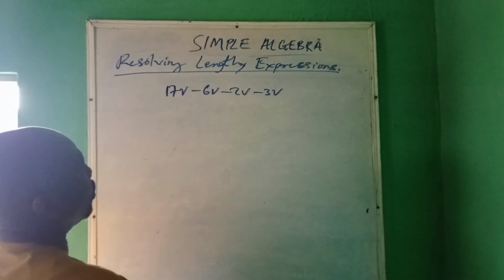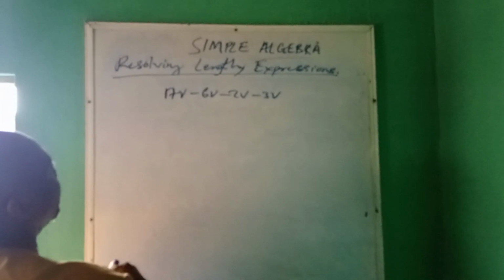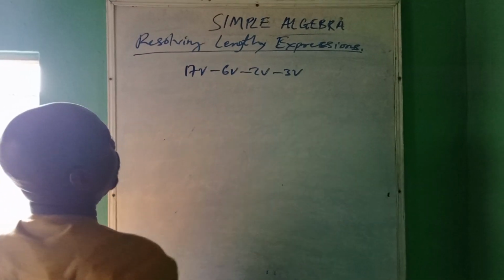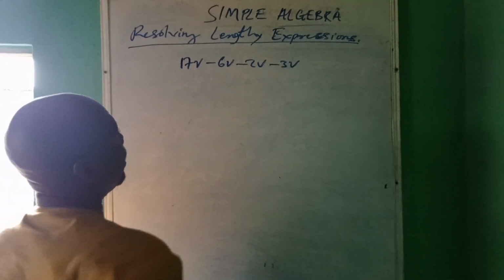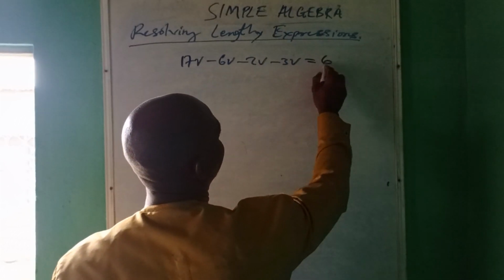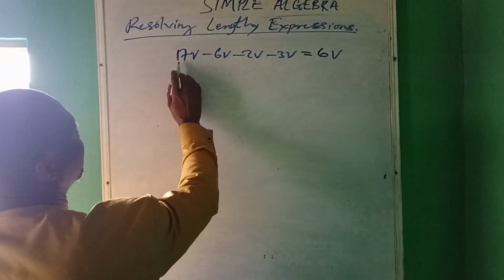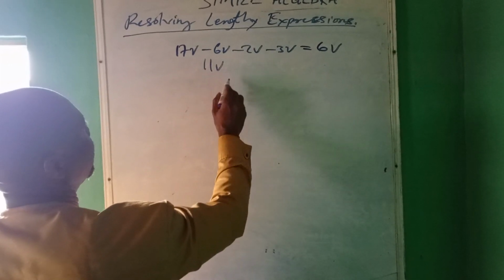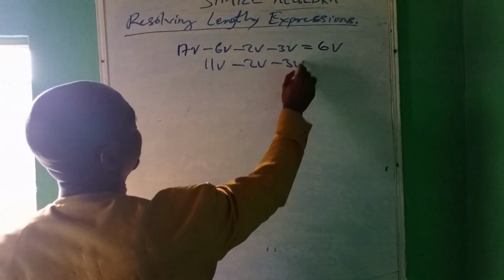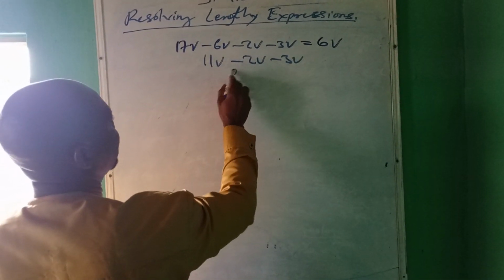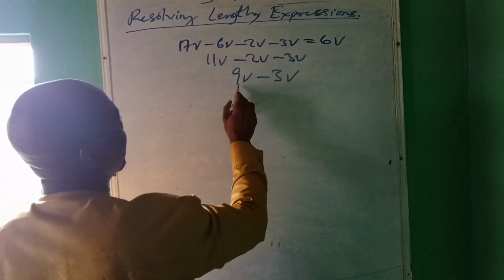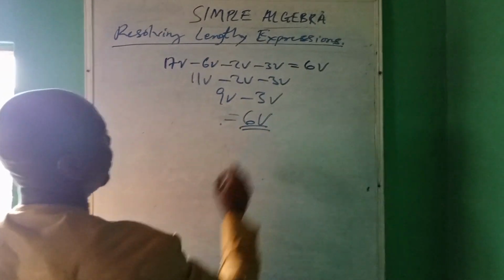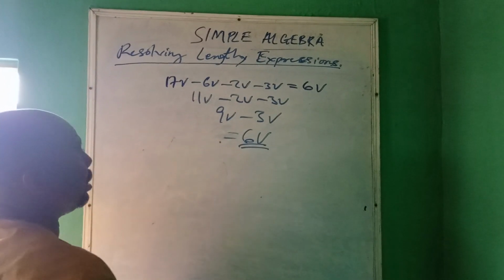If we use subtraction of the numbers straight, we have 17 minus 6 to give us 11, minus 2, that will give us 9, minus 3, and that will give us 6. So we'll have 6v. If you break it down, 17v minus 6v will give you 11v, minus 2v, minus 3v. 11v minus 2v will give us 9v minus 3v. 9v minus 3v will now give us 6v. And this is your answer.